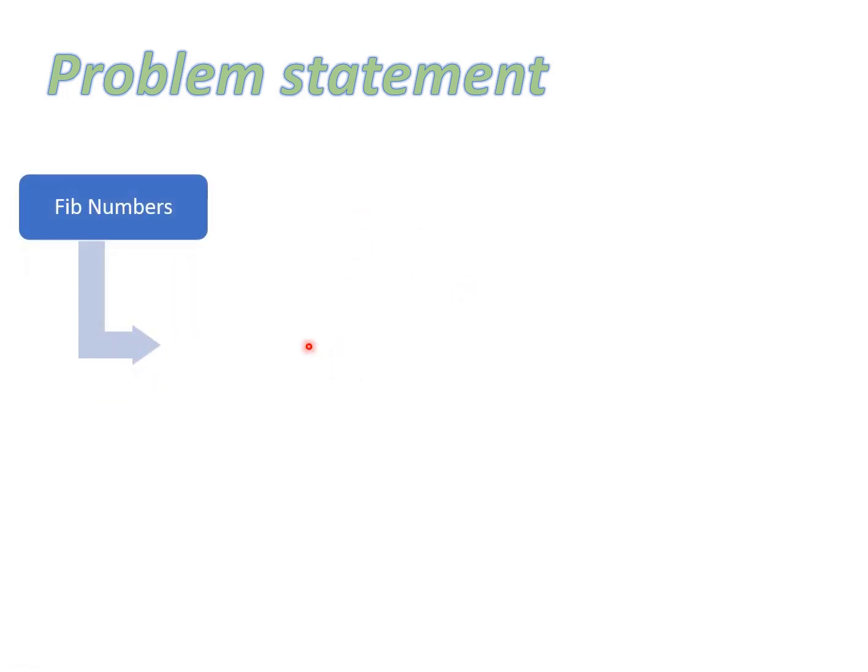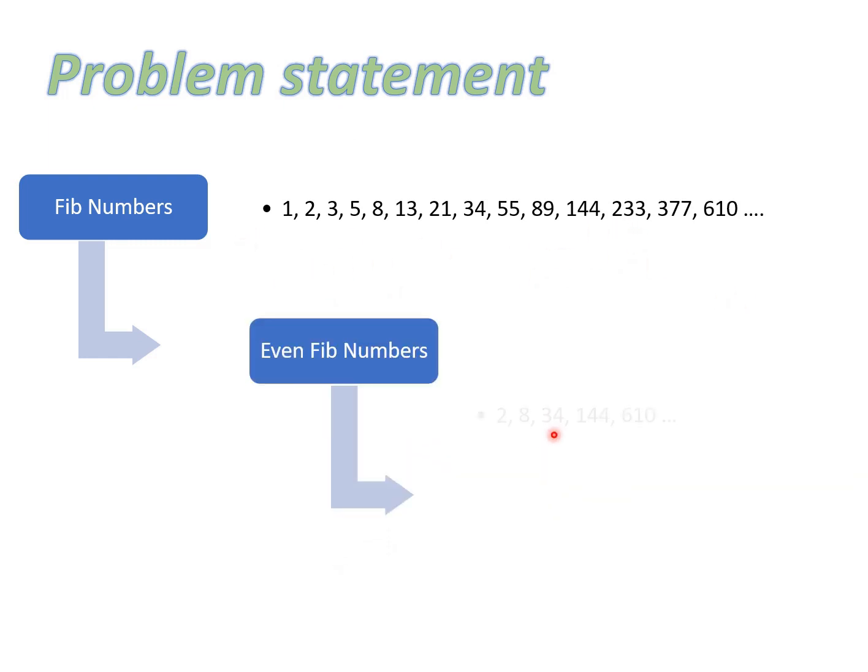Okay, so you know what the Fibonacci numbers are, right? All the numbers starting from 0, 1, and you keep on adding. Here in the example, they have given 1 starting with 1 and 2. It doesn't matter because it doesn't affect the logic. So what we need to do is filter these numbers to get only the even Fibonacci numbers. So we get 2, 8, 34, 144, 610, and so on.